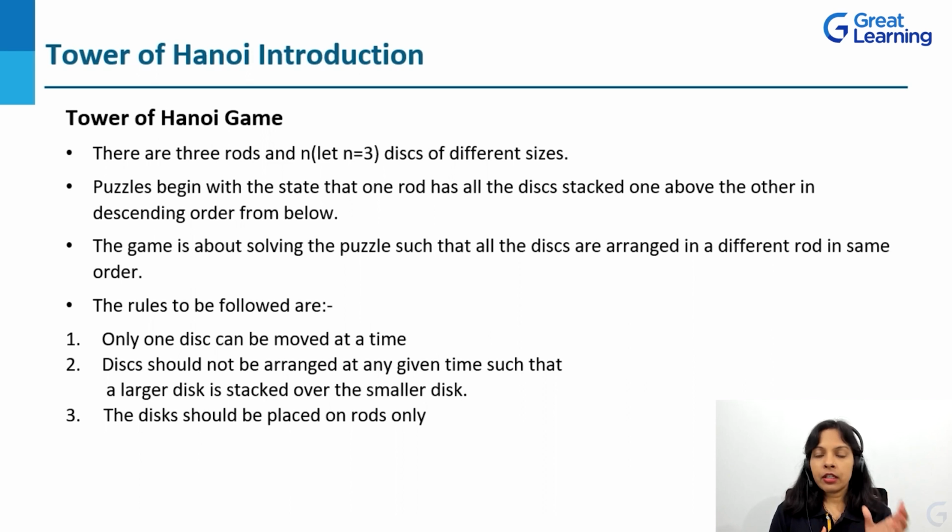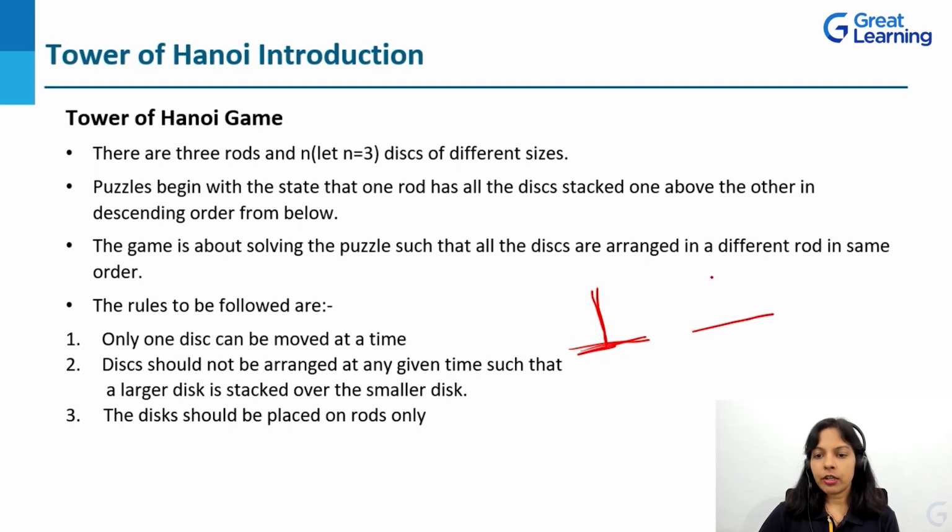The puzzle begins with a particular state, that is the source state or starting state, and then you have to reach a final destination state. And how to reach the final destination state is the whole concept of this puzzle. So what is the starting state? Suppose this is the rod. This is represented as a rod, and this is your flat surface on which the tower or the rod is placed.